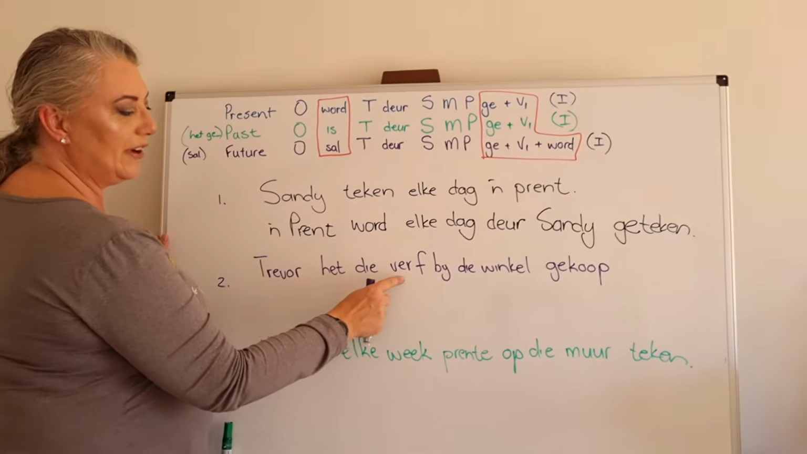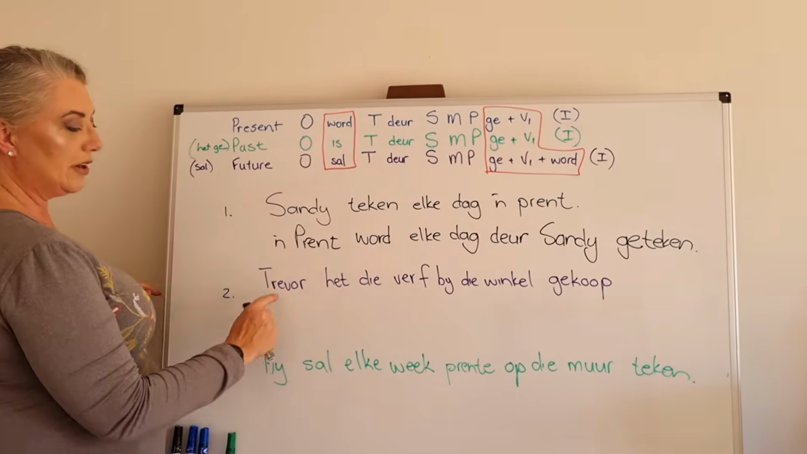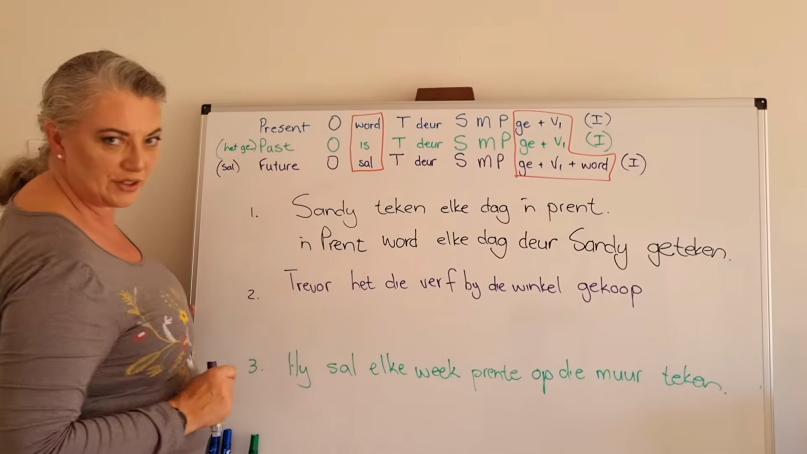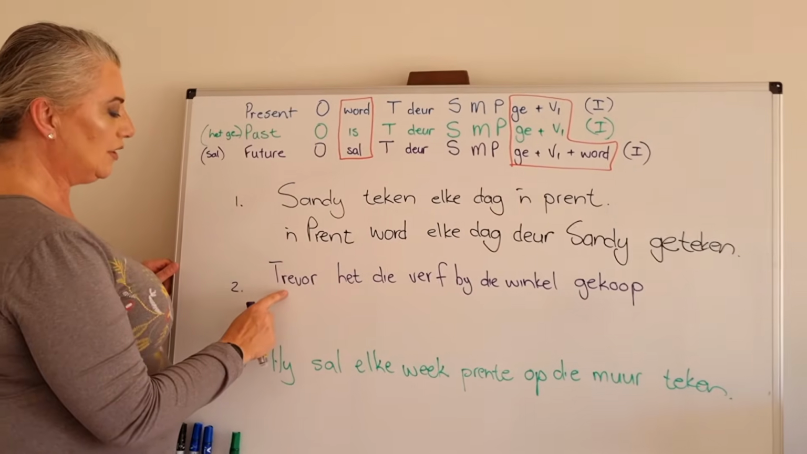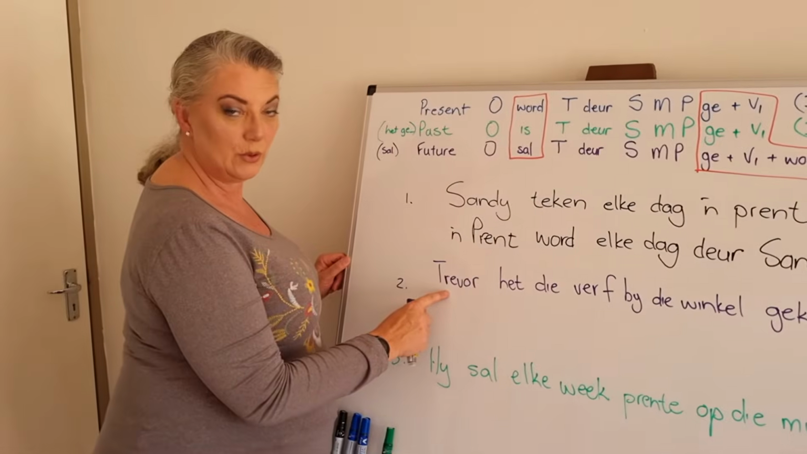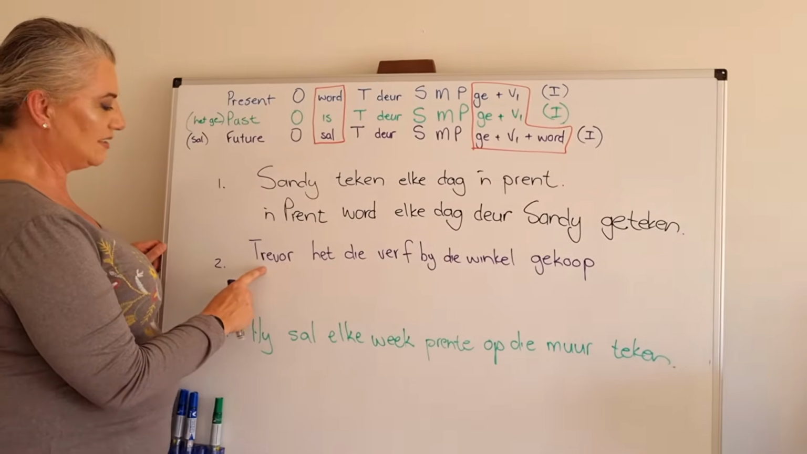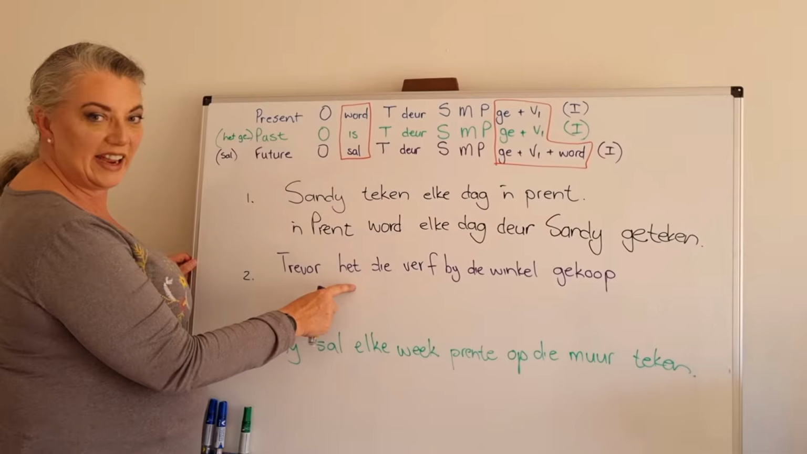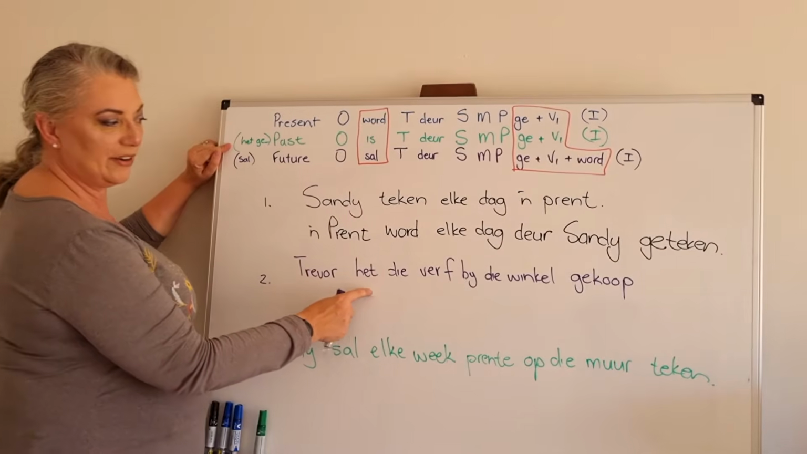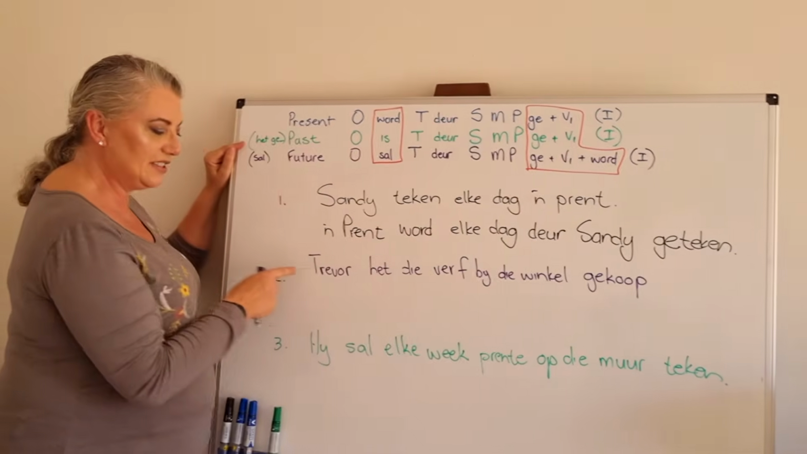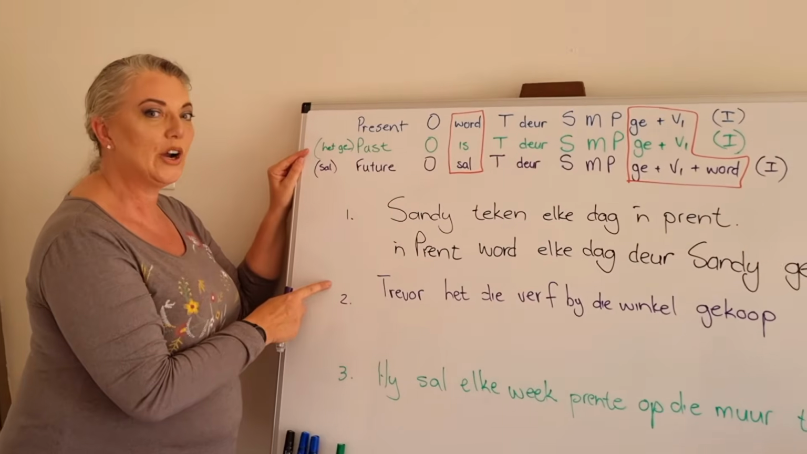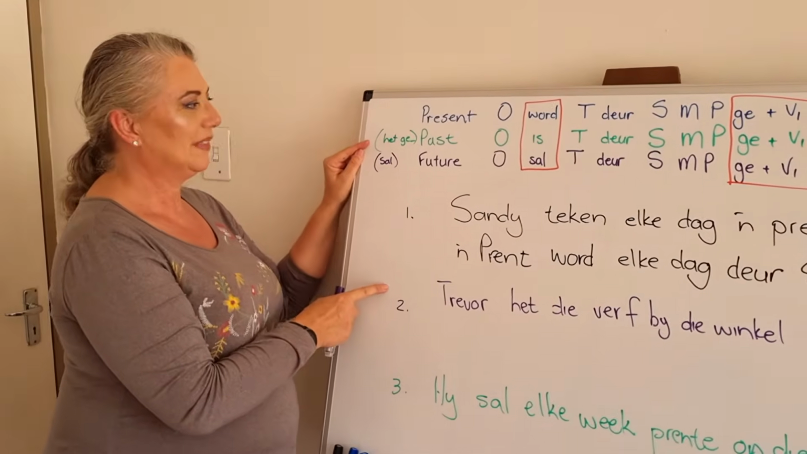Trevor het die verf by die winkel gekoop. Trevor bought the paint at the shop. Let's have a look. First rule, what tense is the sentence? Oh, look, there's a het. Het, is there a ge? Yes, so this sentence is in past tense.